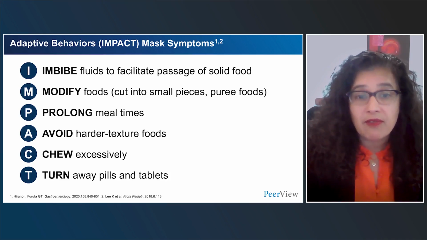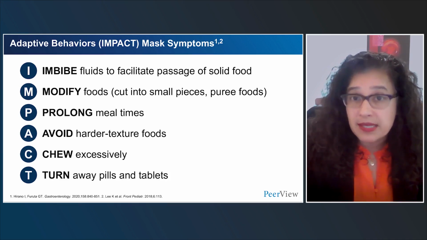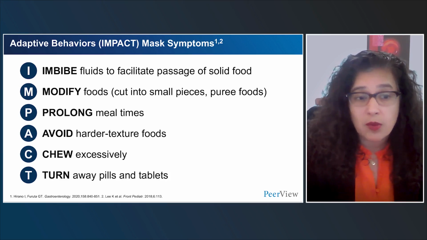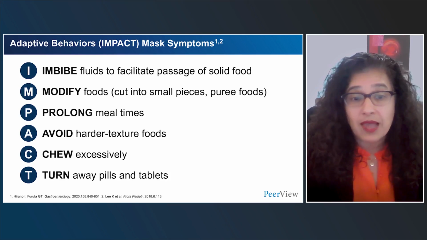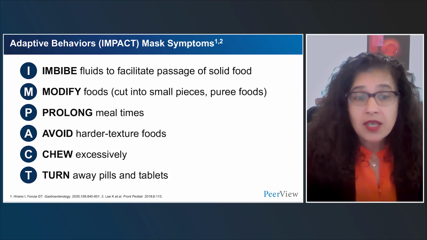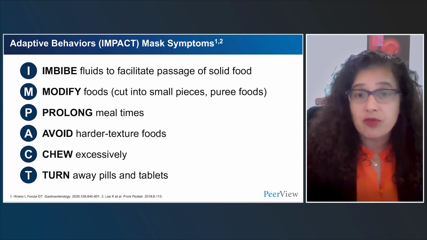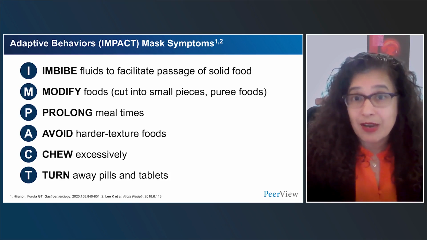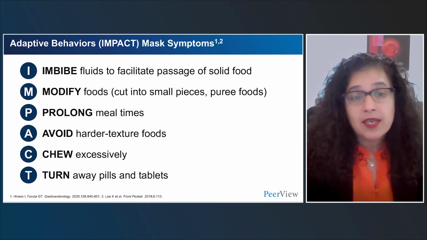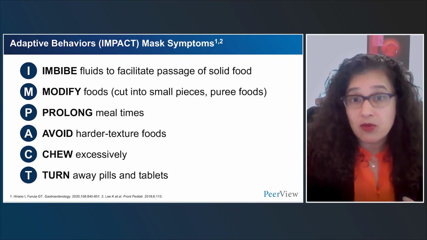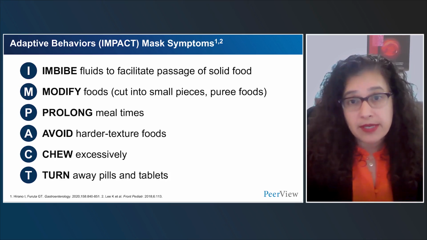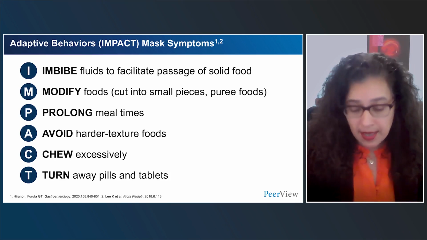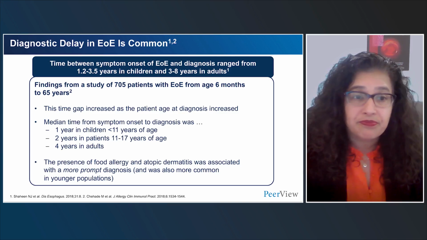Do they modify foods, cutting them up into small pieces and pureeing the foods to help with the swallowing? Do they have prolonged meal times? Many of our patients will say they are the last ones to leave the table. Do they avoid harder texture foods such as meats or breads because they are sticky in that esophagus? Do they chew excessively to really help puree those foods, to push it down? And do they turn away pills and tablets? They're doing all of this to prevent that food impaction.